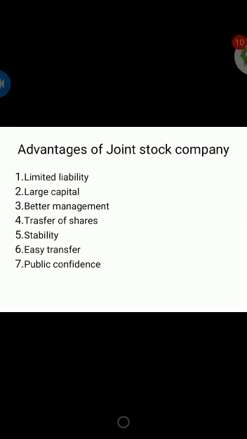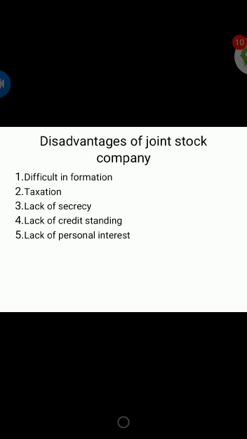The next we are going to study is the disadvantages of the joint stock company. The first is difficulty in formation. Why difficult in formation? If it is a private company, you can start your business soon after getting the incorporation certificate. If it is a public company, you should go through the next two stages also.